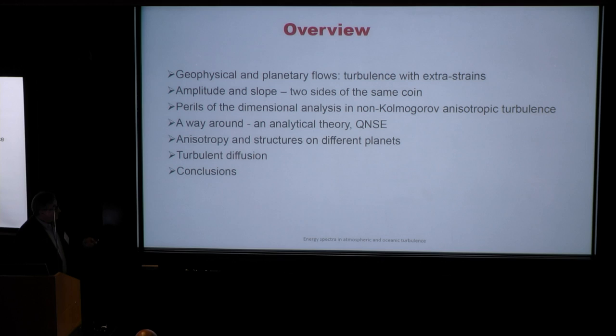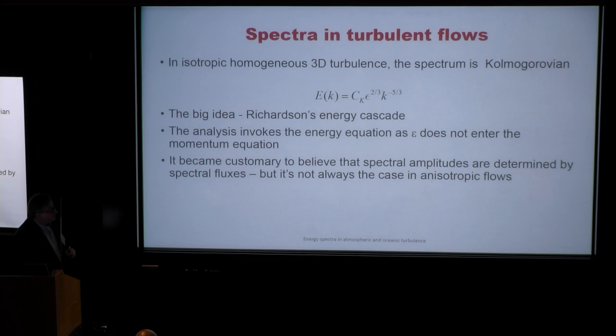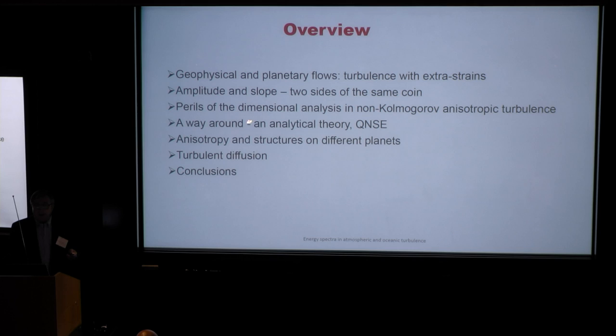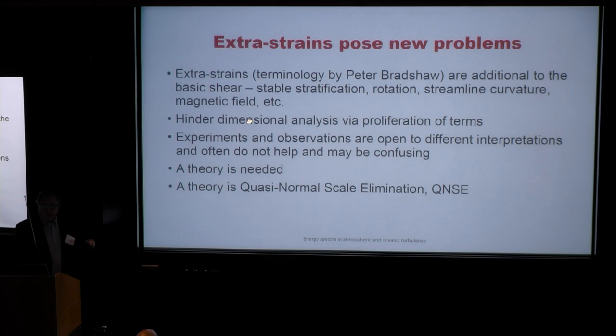As I said, we're all familiar with the Kolmogorov spectrum, and there is a dissipation rate there, and it may also be a rate of energy transfer. And it applies when turbulence is homogeneous and isotropic. Because of this, there is a general assumption that spectra are always or almost always determined by the fluxes of energy or entropy. In particular in geophysical fluid dynamics, this is an underlying assumption for many publications and many studies. I think I went back now. Okay, I already talked about extra strain, so I will just move to the next thing.